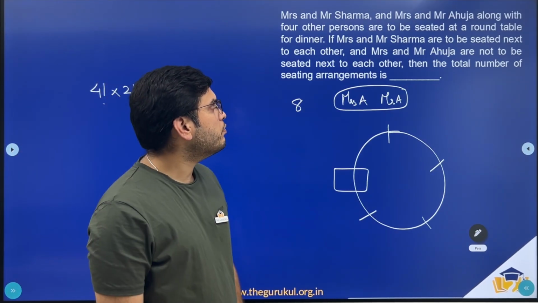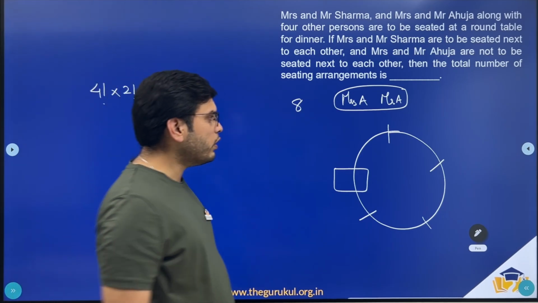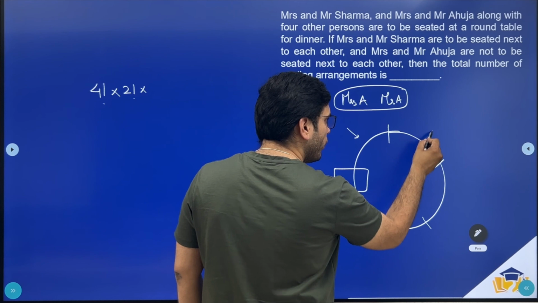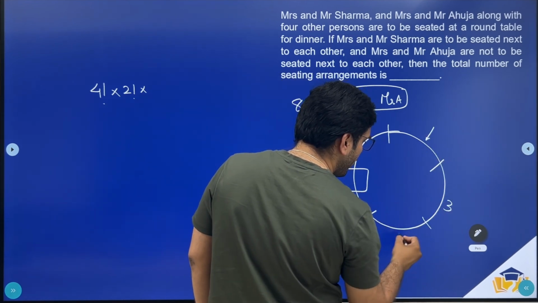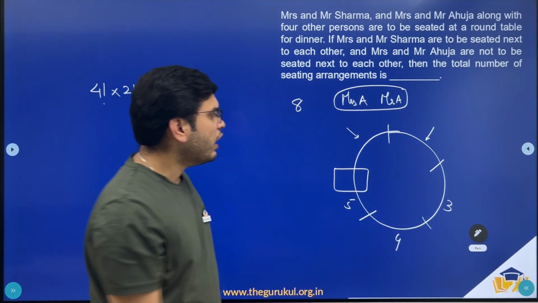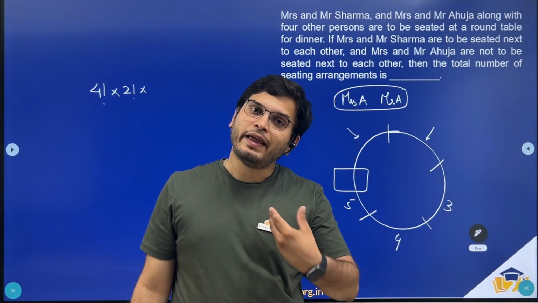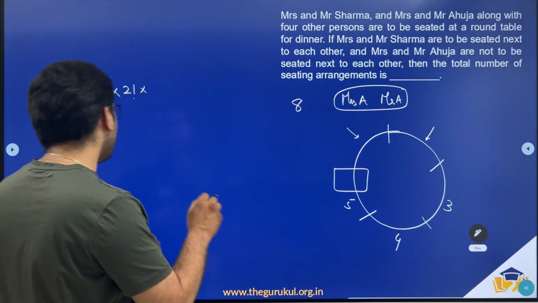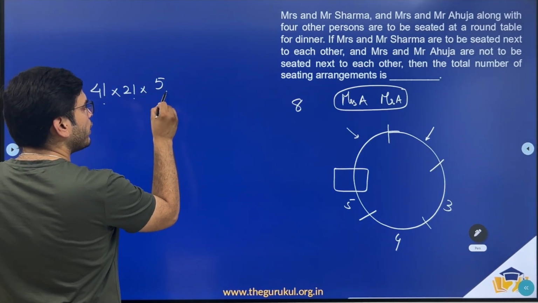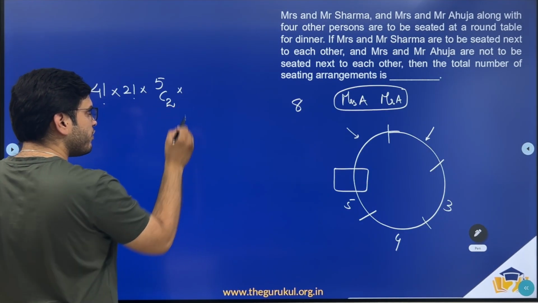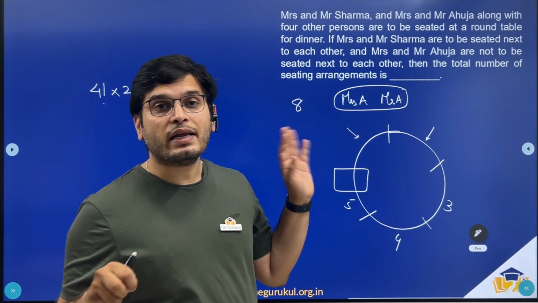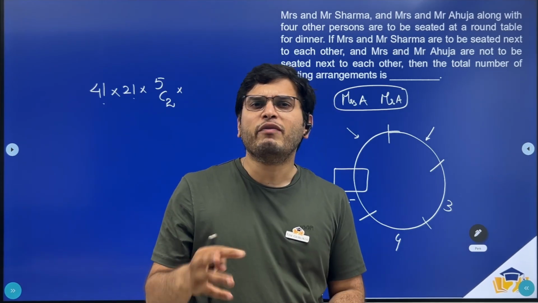Now since Mrs. S and Mr. S should not be together, by placing these 5 people, how many places did we get? 1, you have 2, you have 3, you have 4 and you have 5. Now out of these 5 places you can select any 2 and you can place them. They won't be together, right? So from 5 you need to select 2. So that would be done in 5C2 ways. Now once we have selected 2 places, Mrs. S and Mr. S can be arranged in those 2 places in how many ways? 2 ways, done.